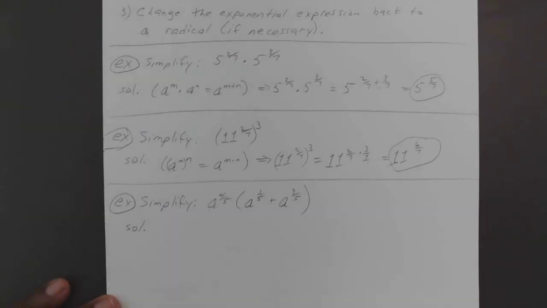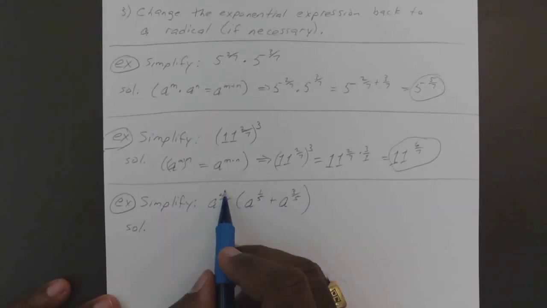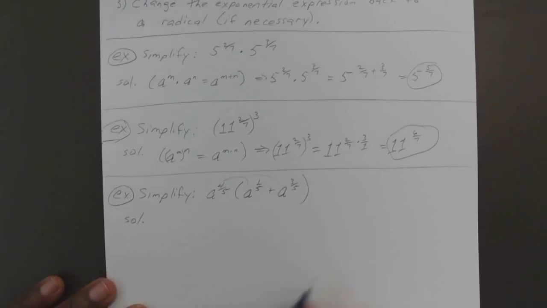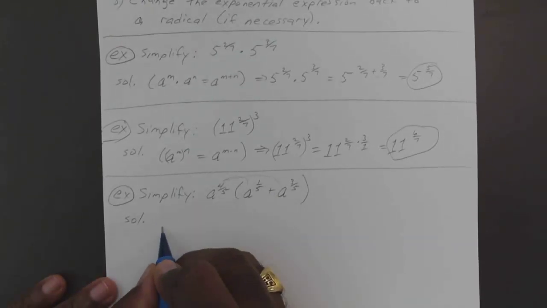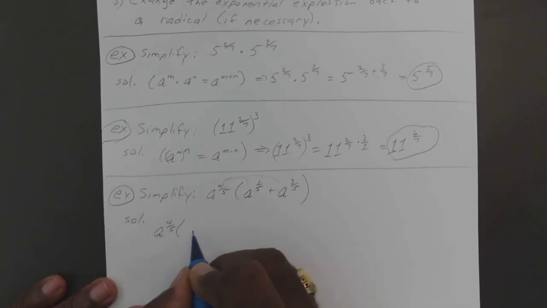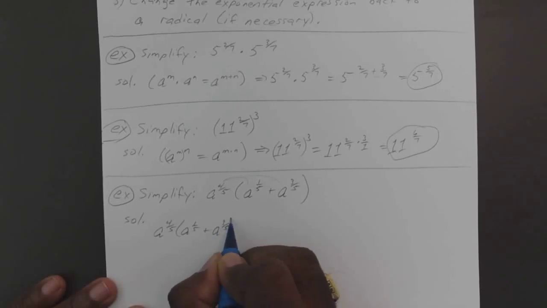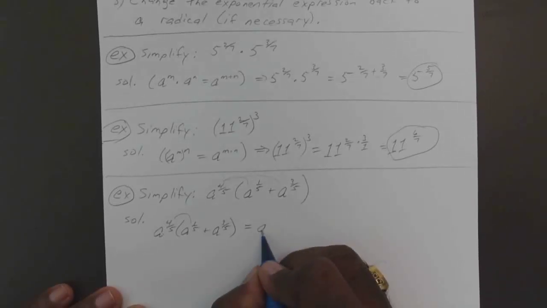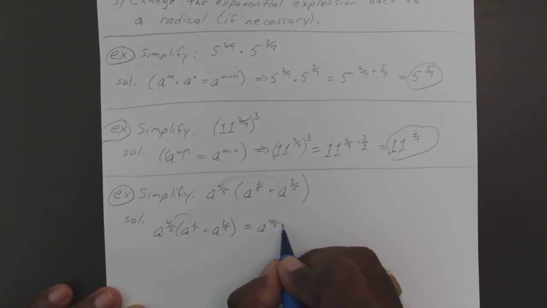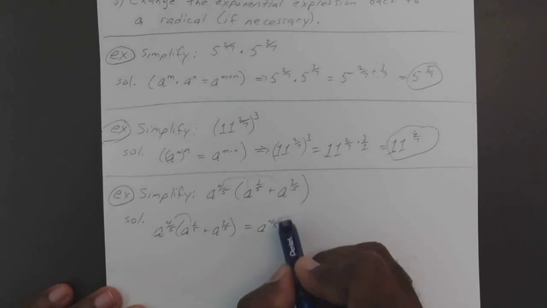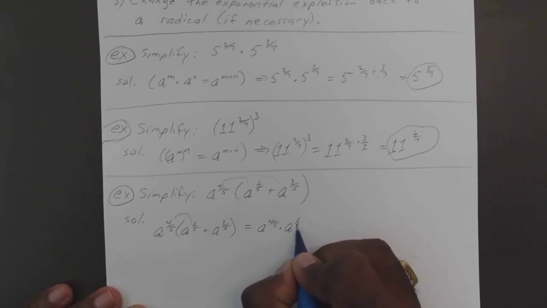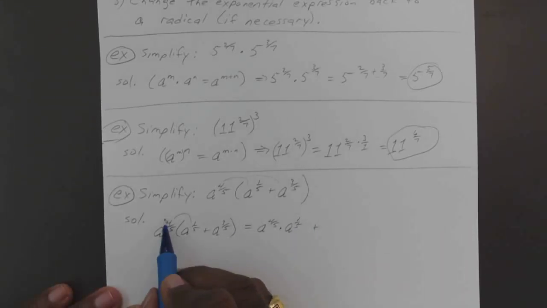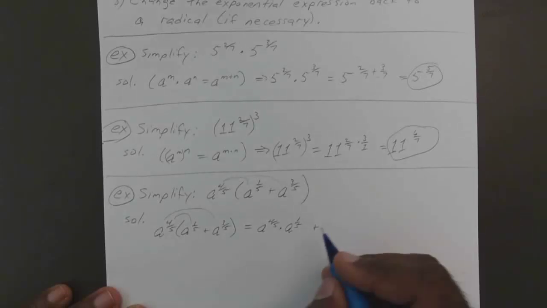So it's already in exponential form. So now we just distribute. So a to the 4/5 times a to the 1/5 plus a to the 3/5. It's going to equal a to the 4/5 times a to the 1/5 plus a to the 4/5 times a to the 3/5.